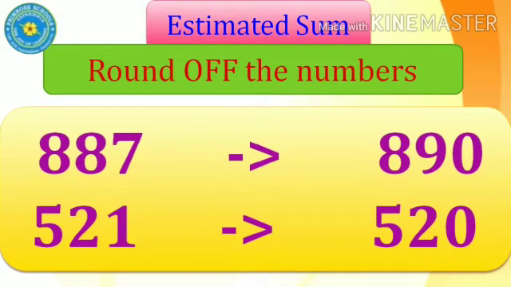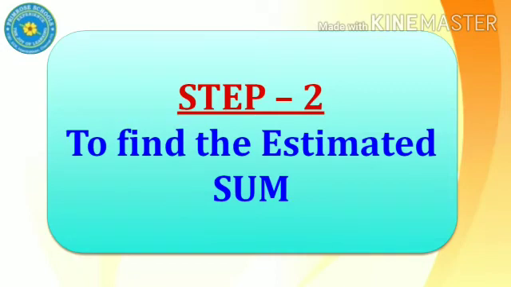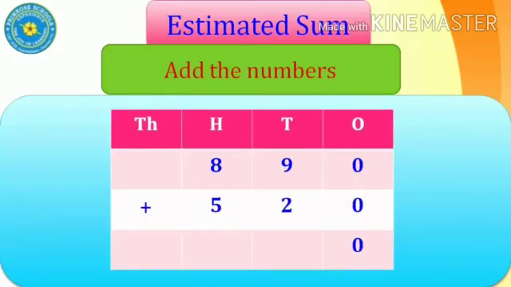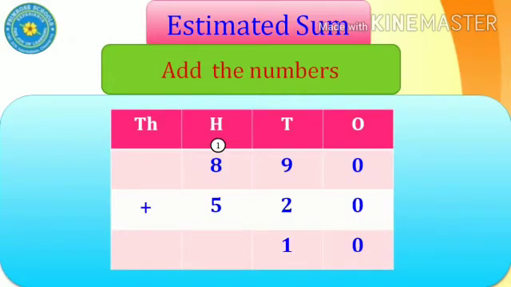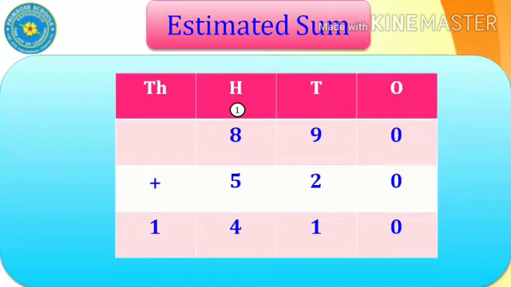This is the first step. We have rounded off the numbers. Then step 2, we are going to find the estimated sum. How are we going to find it out? We are going to add the numbers. 890 plus 520. So 0 plus 0 becomes 0. Then we are going to add the tens place. 9 plus 2 would be 11. So 1 at the bottom and 1 as a carryover. Now we have to add 1 plus 8 plus 5, which is equal to 14. So the answer would be 1410.